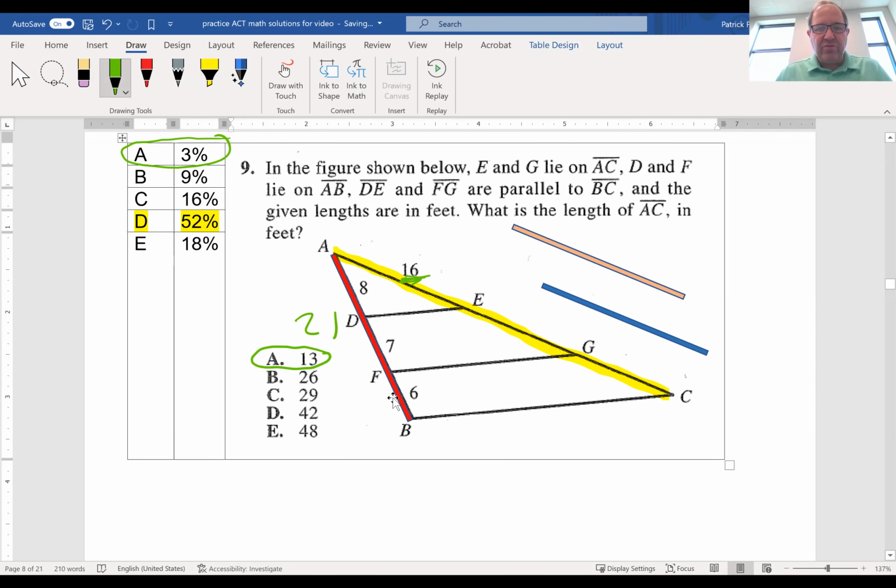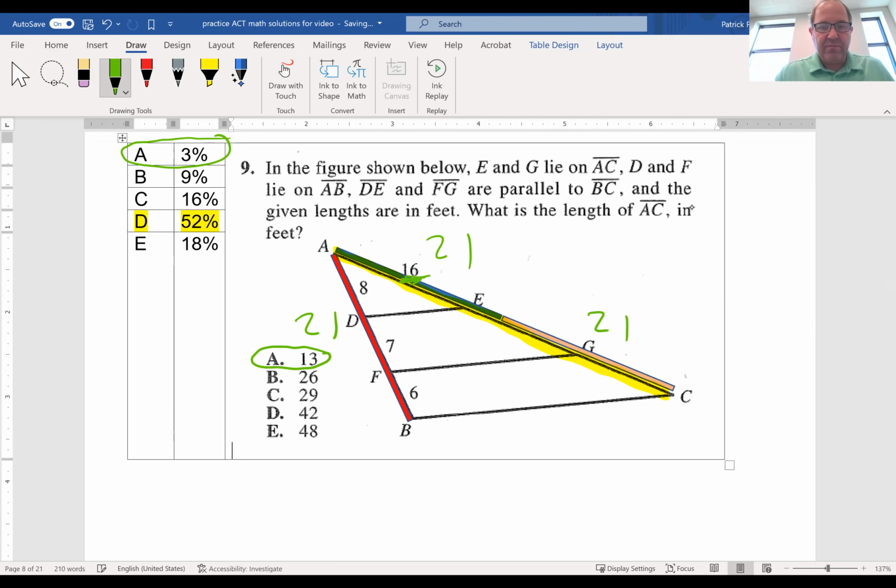Well, I know this distance is 21. So I've got two more line segments that are exactly the same length as that. And so you would just see, gosh, how many of these does it take? And lo and behold, it takes two of them. Each one of those is a length of 21. So the answer is 42.